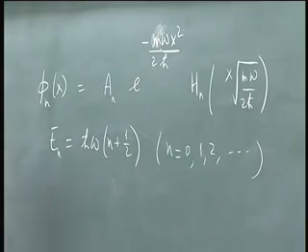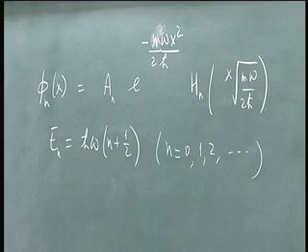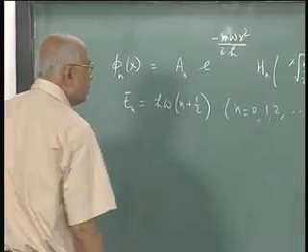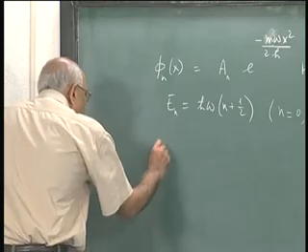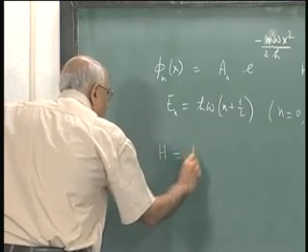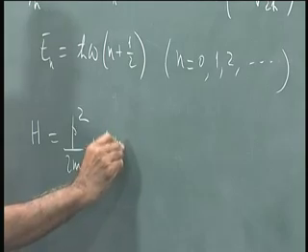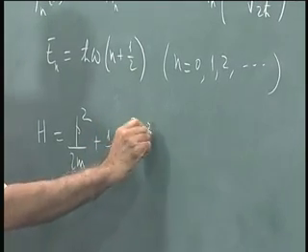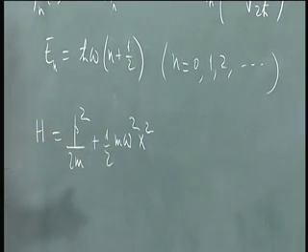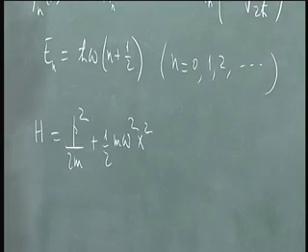So this kind of finishes the harmonic oscillator. Everything you need to know is now known, because you can take an arbitrary state of the oscillator and expand it uniquely in terms of these eigenfunctions of the Hamiltonian. Now recall that the Hamiltonian for this problem was p squared over 2m plus 1/2 m omega squared x squared, where x and p are operators, the position and momentum operators.